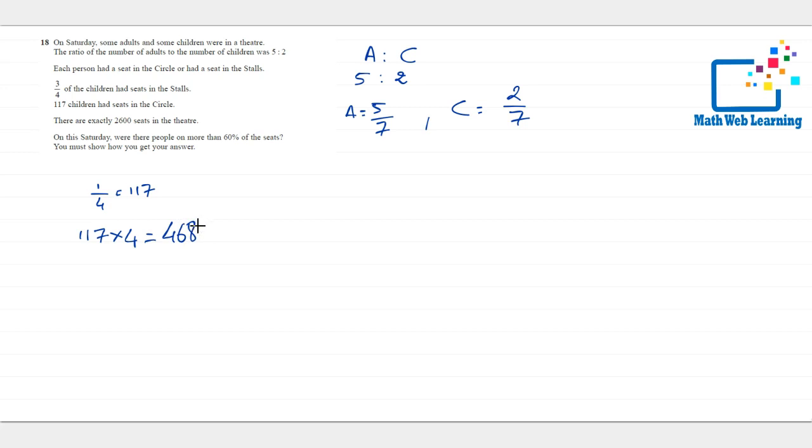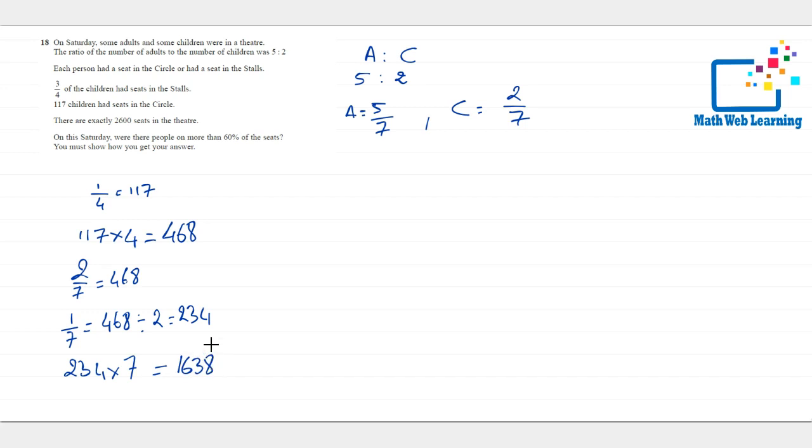Now that 468 represents the fraction here, 2/7. So basically 2/7 is equal to 468. So you can go ahead and do 1/7, which is you divide by 2, and that gives you 234. Now to work out the total number of children and adults all together, you need to multiply this by 7. So that is 234 times 7, and that will give you 1,638.